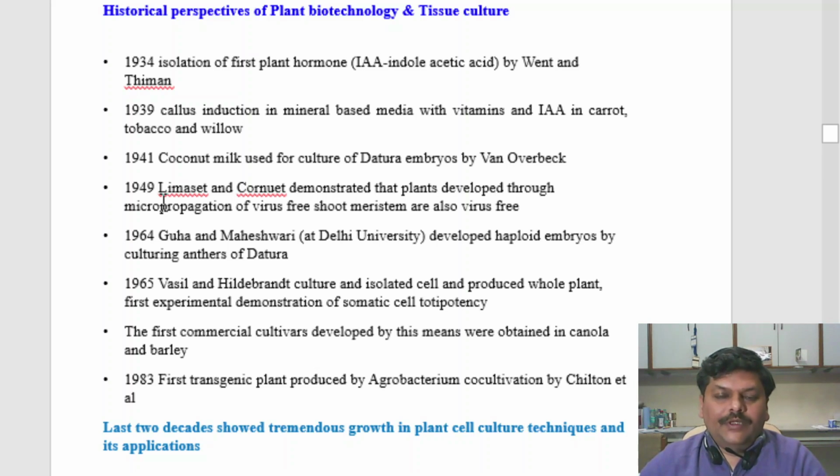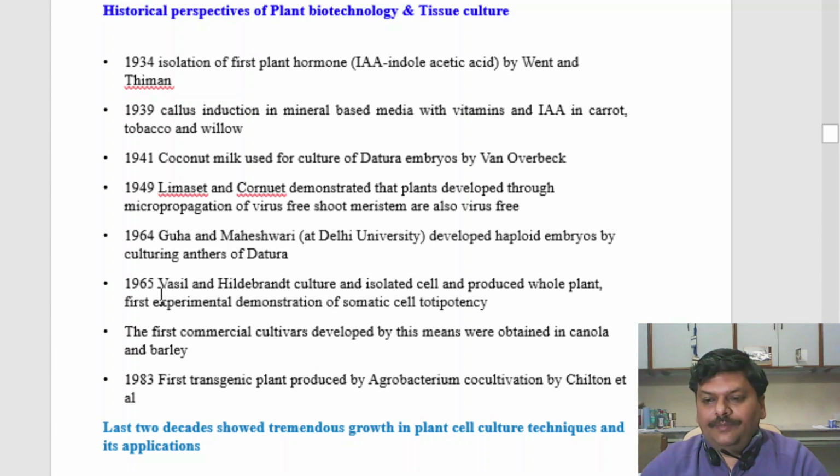A huge development happened in our country also when, in Delhi University, Professor P. Maheshwari and Professor Guha, in 1964, developed a haploid plant by culturing anthers, the plant part of the flower, on a suitable media. The anthers were of the plant species Datura, and it was the first instance of developing a haploid plant from plant tissue culture techniques. What are haploid plants and what are their applications? I will discuss this in subsequent slides or in a following video.